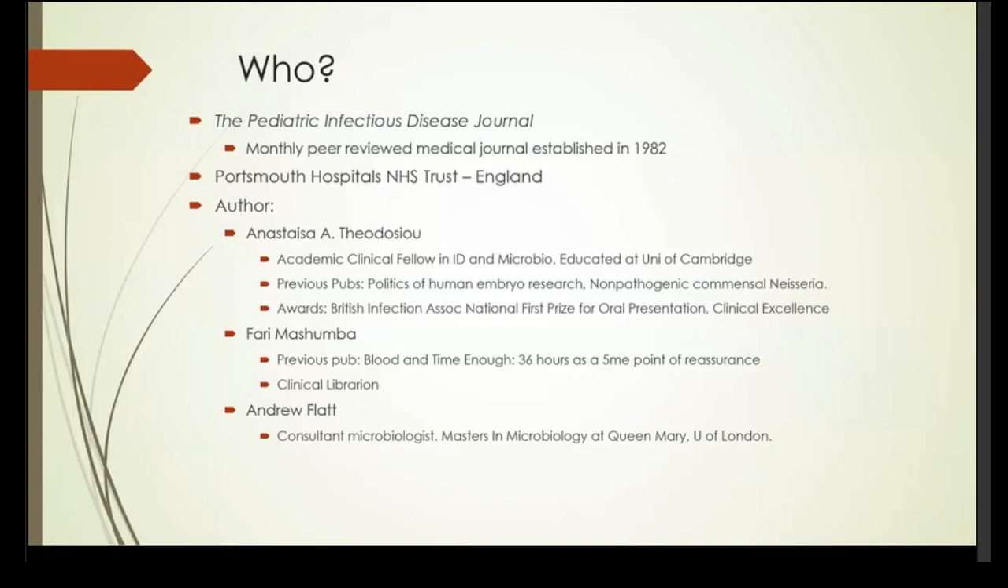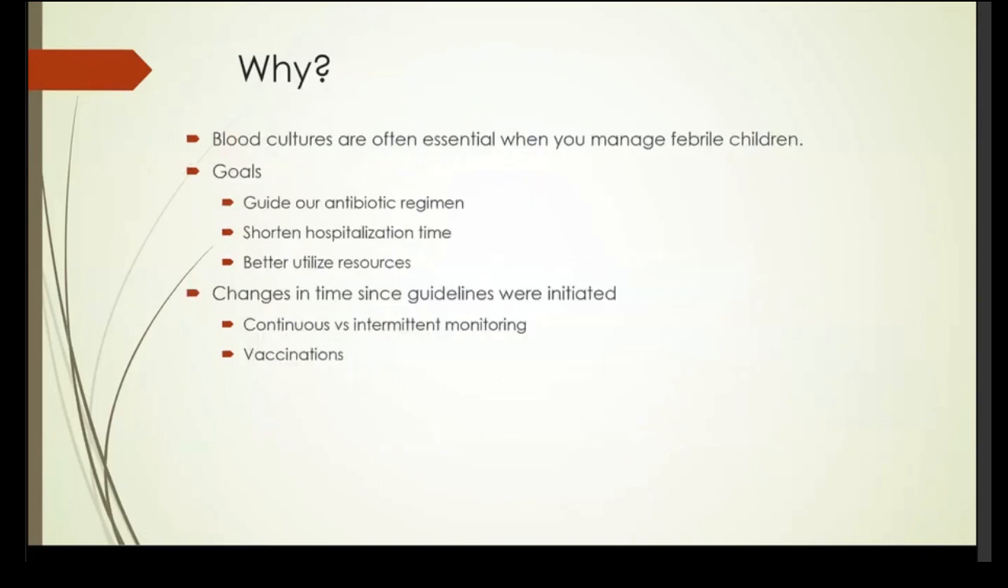And so continuing in our analysis of what this paper is, why was this study done? Blood cultures are essential when you're managing febrile children, in the duration of treatment, hospital stay, etc., and they help guide our antibiotic regimen. If blood cultures come back negative and a patient is otherwise well appearing, we can consider shorter hospitalization times and different utilization of resources. And so that's been known, but has anything changed since some of these protocols were established? I'll talk a little bit about when the paper pulled its guidelines from, but some of the specifics that might have changed since the 48-hour guideline was established.